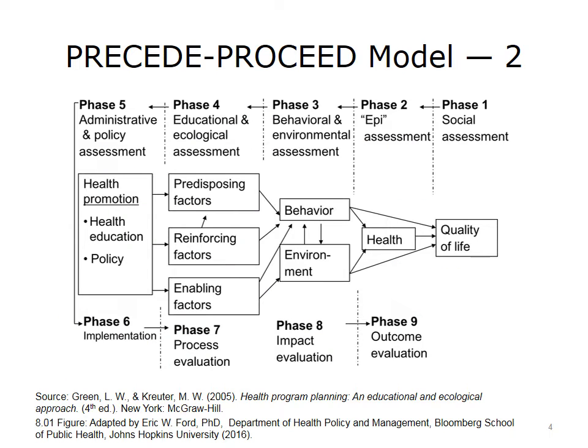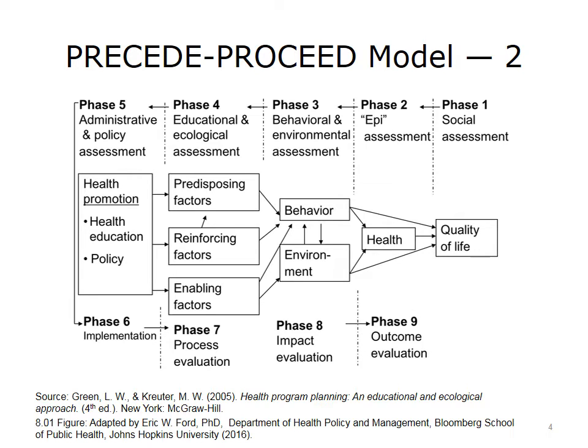Here we see a model adapted from the PRECEDE-PROCEED model with permission. You'll notice that it starts in the upper right-hand corner with Phase 1 being a social assessment, where you may look at a community or a population and make assessments about its quality of life or lack thereof. For this example, let's say we want to build bike lanes and increase the number of people biking to work.